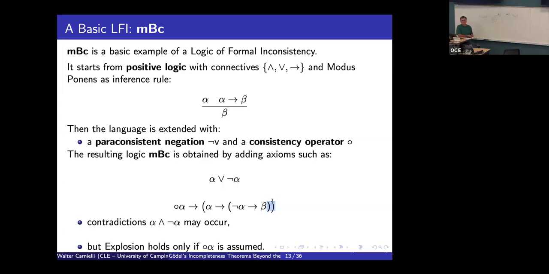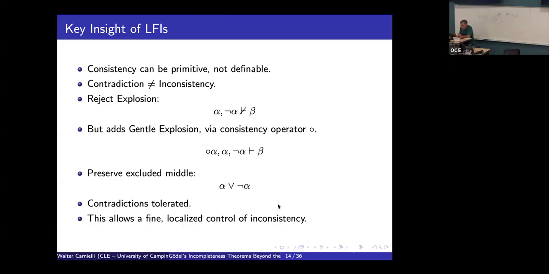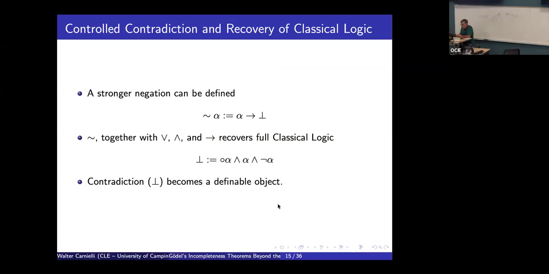Maybe I'm misunderstanding what's happening now. Let me go to the end and then we discuss. Anyway, I'm just repeating the same story. I only add this principle of gentle explosion to my logic. That's all I need. Consistent, I said, it can be primitive, and so on. This kind of machinery allows finding control of the notion of consistency.